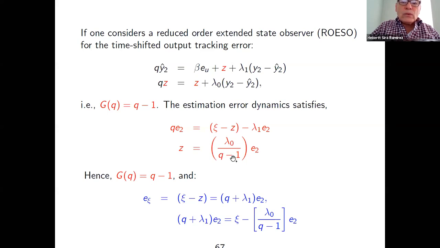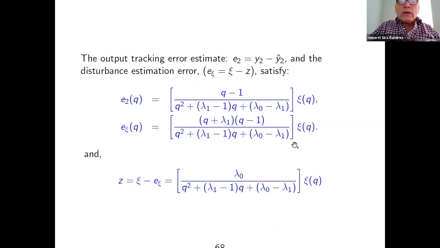And when you again propagate that, you obtain exactly the same properties as before. And it satisfies the condition that g of one should be zero. So you have a pole at q equals one for the estimation dynamics, the disturbance estimation dynamics injected by this estimation error.